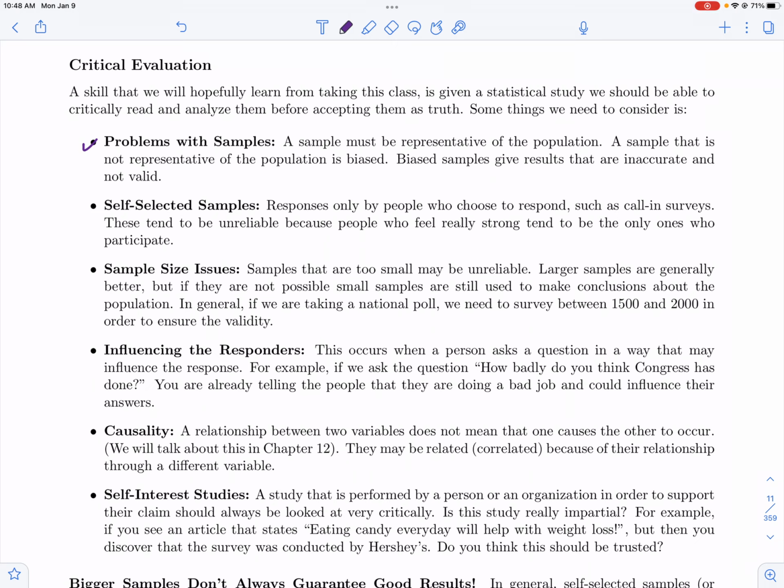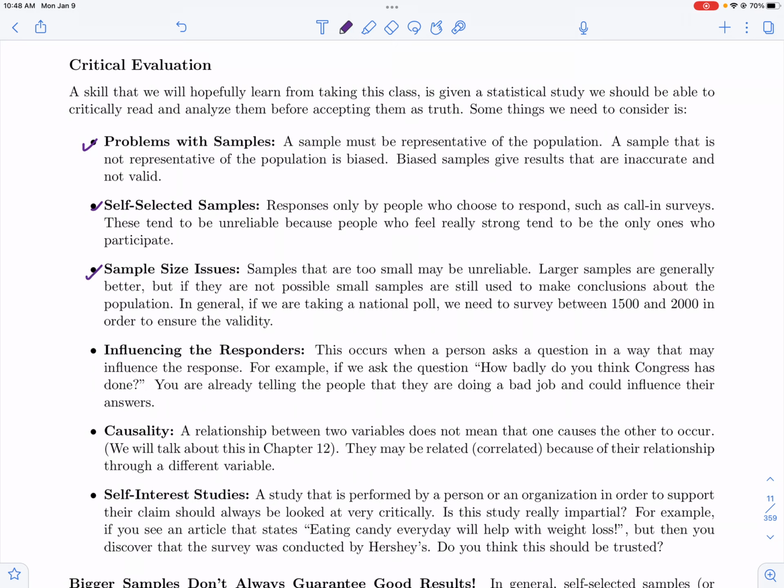So self-selected samples can be a little tricky to use too. Because if you're offering this up to people, people who feel really strong, either positive or negative, tend to be the ones that answer self-selected samples.